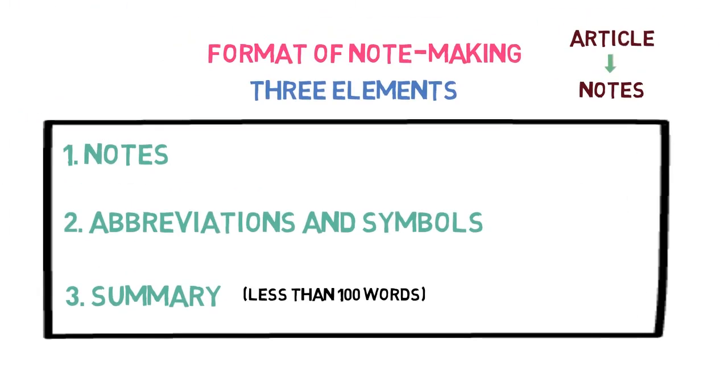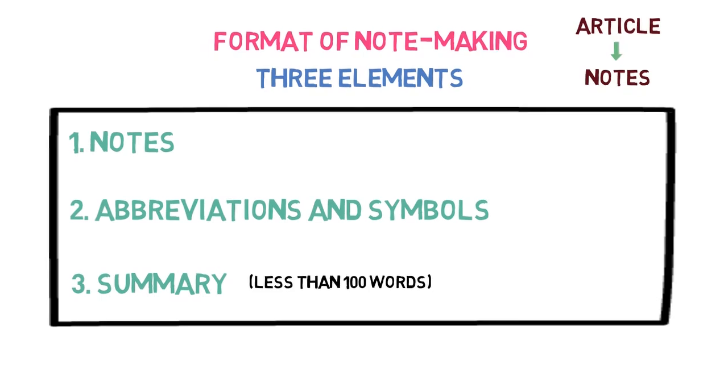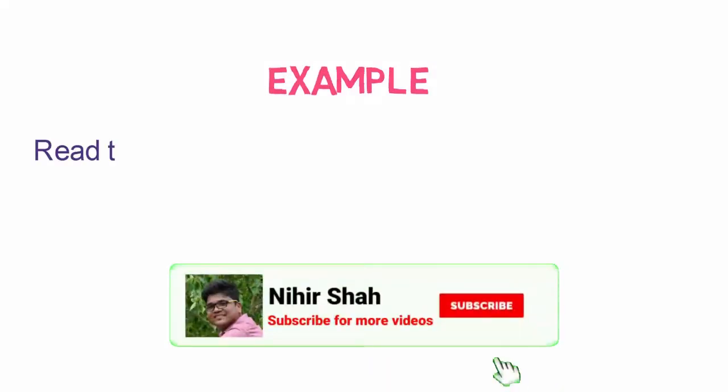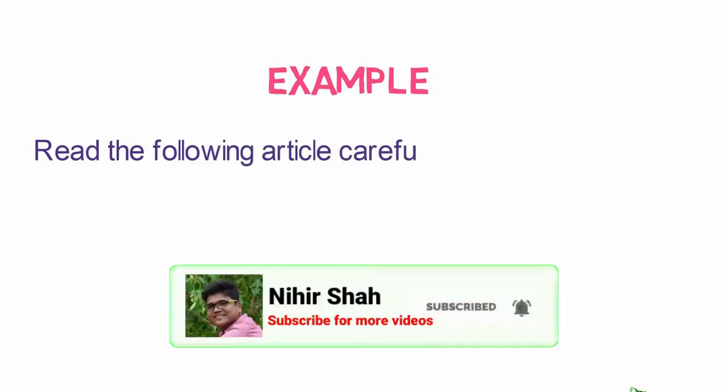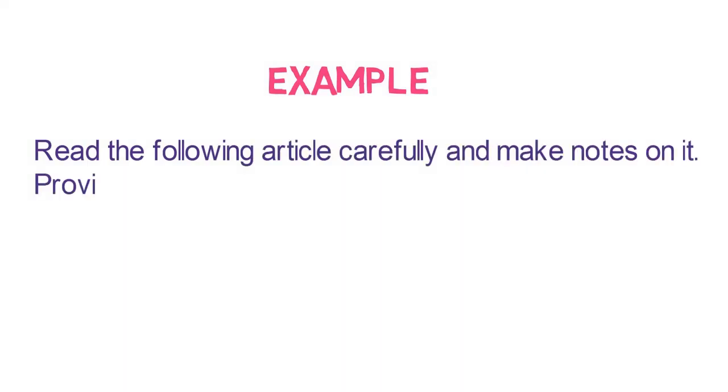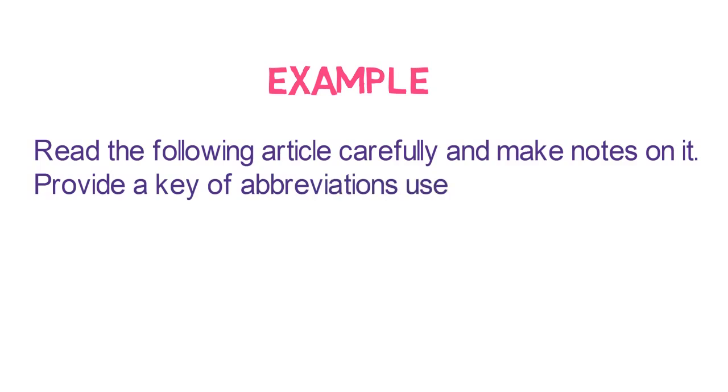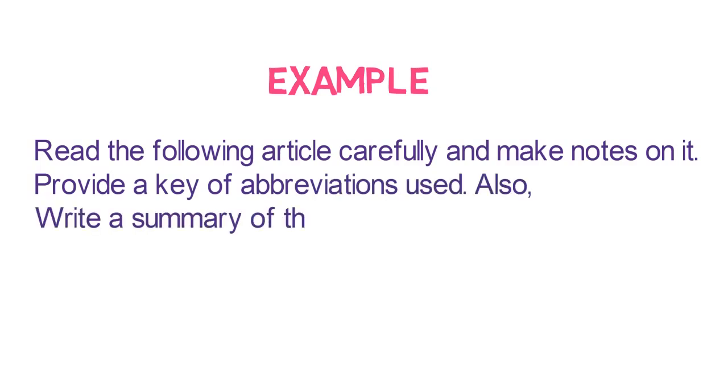So in any exams, you must have 3 elements in answering a note-making question. Number 1, the actual notes. Number 2, the description of abbreviations and symbols used in the notes. And number 3, the summary of the article. Now, let's understand the process of note-making with an example. The question is, read the following article carefully and make notes on it. Provide a key of abbreviations used. Also, write a summary of the article.